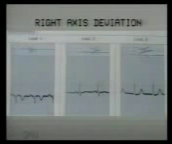This ECG shows right axis deviation. Right axis deviation is seen in right ventricular hypertrophy, right bundle branch block, and anterior wall infarct.